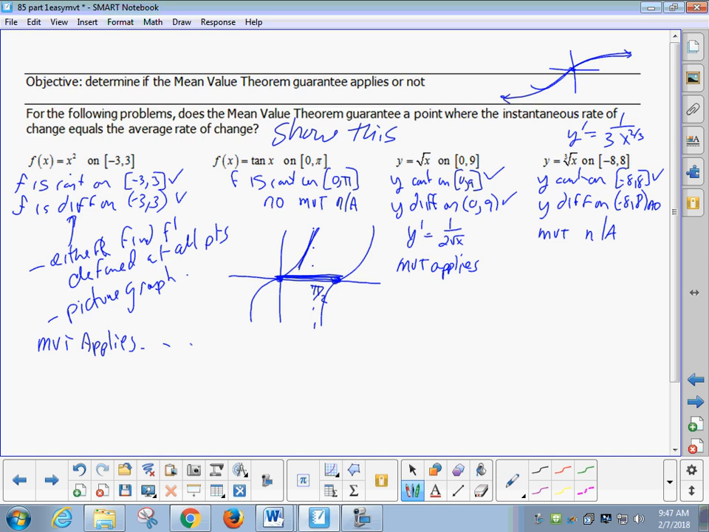Can you just put y is not continuous, and so MBT does not apply, or do you have to say y continuous and say no next to it? No, not continuous is fine. Yeah, that's fine. Okay. All right.